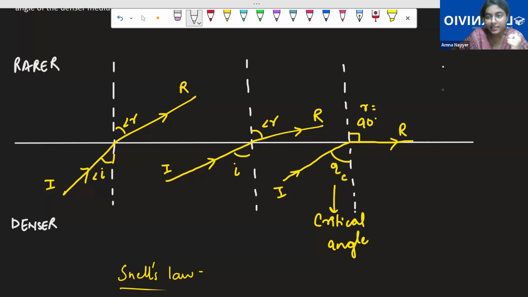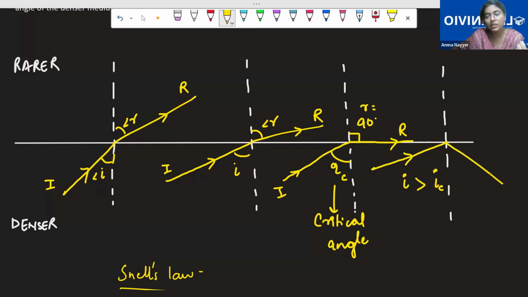Now, if this is exceeded, meaning the angle of incidence becomes more than the critical angle, the ray, now see, where will it go? It will come back to the denser medium only. It actually appears as if it is getting reflected. In reflection, the incident ray strikes and it is reflected. So this is the refracted ray. In this case, the angle of incidence is more than the critical angle.